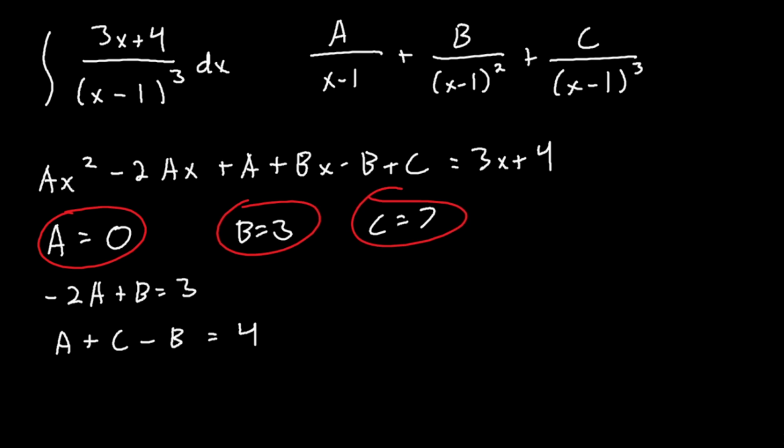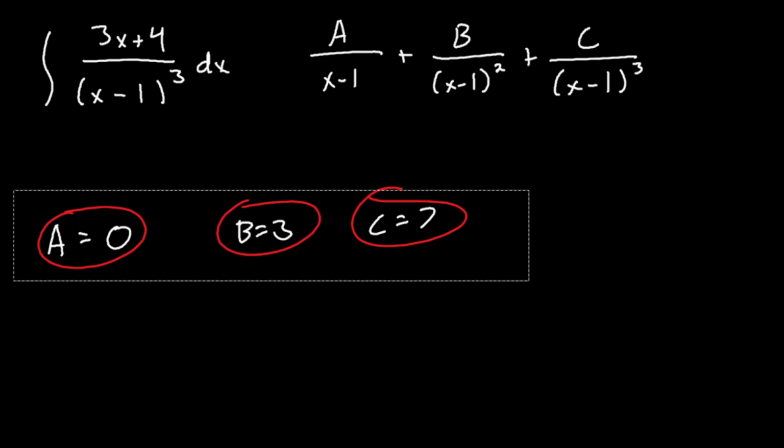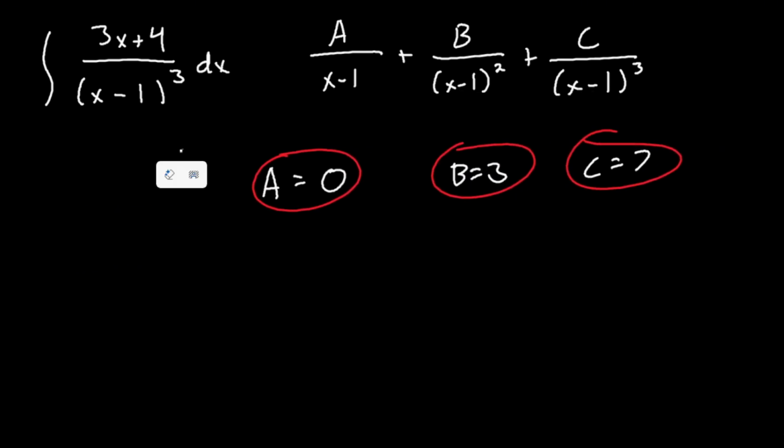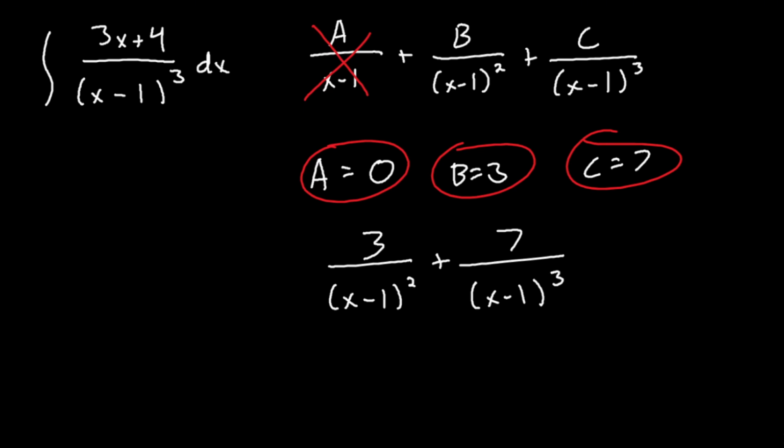So now that we have all the variable values, let's erase all the previous work so we can save room. And let's go ahead and rewrite our fractions. If we rewrite our fractions, a is just simply 0, so this fraction just cancels out, right? B is equal to 3, so we get 3 over x minus 1 squared, plus c is 7 over x minus 1 to the power of 3. And this right here is our new integral.